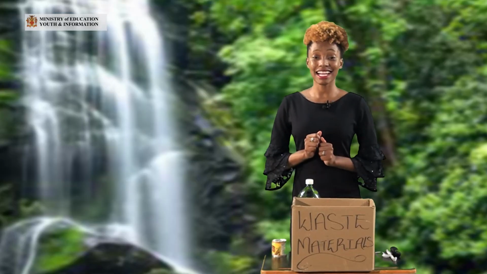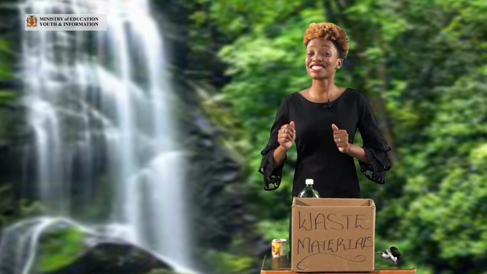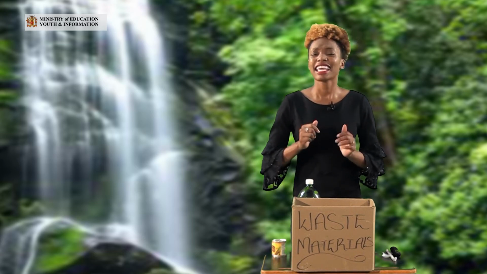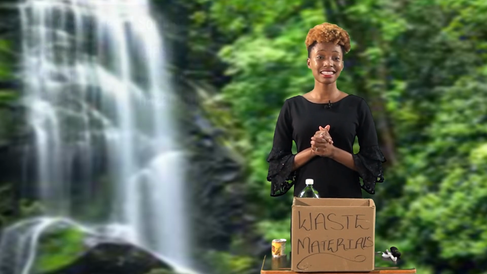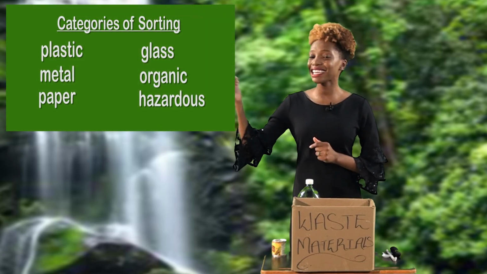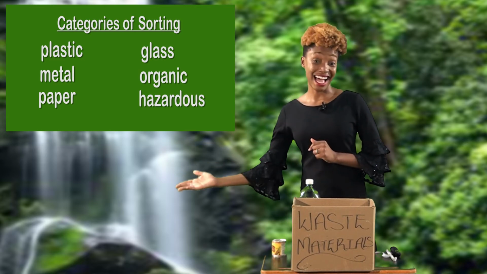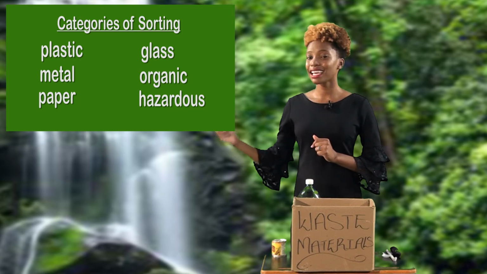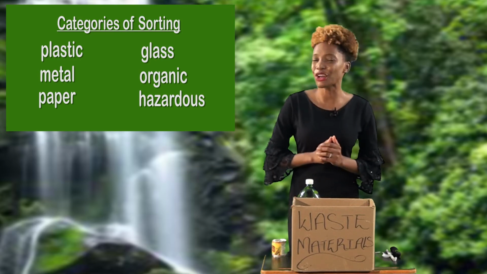We're going to do an activity called Let's Sort That. Are you ready? Let's go! Now before we start, can you please remind me of the 6 different categories of sorting? Plastic, metal, paper, glass, organic, and hazardous. Very good. Now let's go.